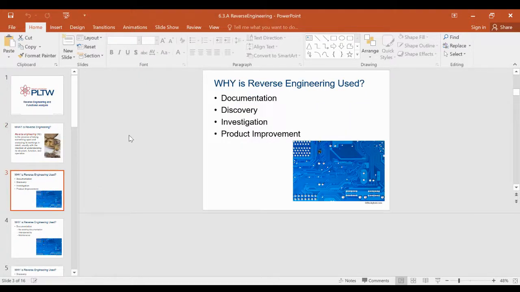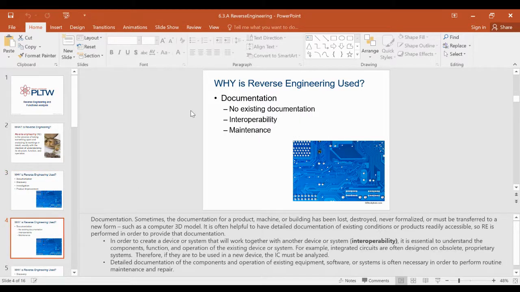So there's a number of reasons that we do reverse engineering. Maybe you need to document a project. Maybe you need to discover more about how the product works. You're looking for a specific function. Maybe you need to investigate it. Maybe you just need to make it better. So something's breaking, you reverse engineer it, find out what's causing the failures, and make it better.